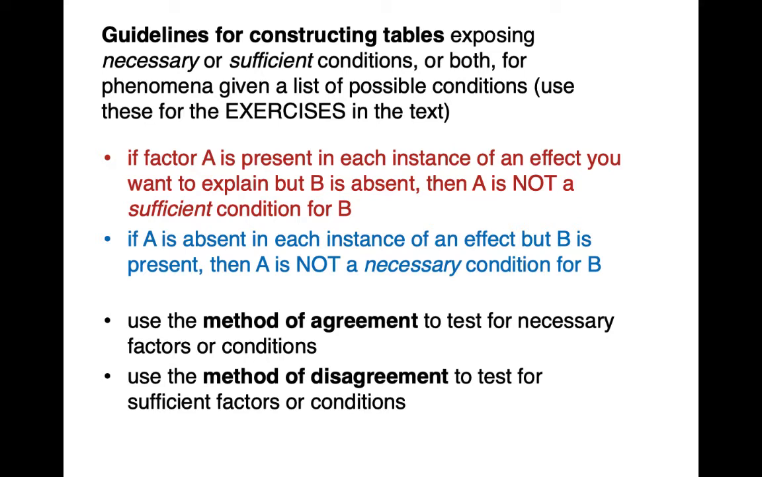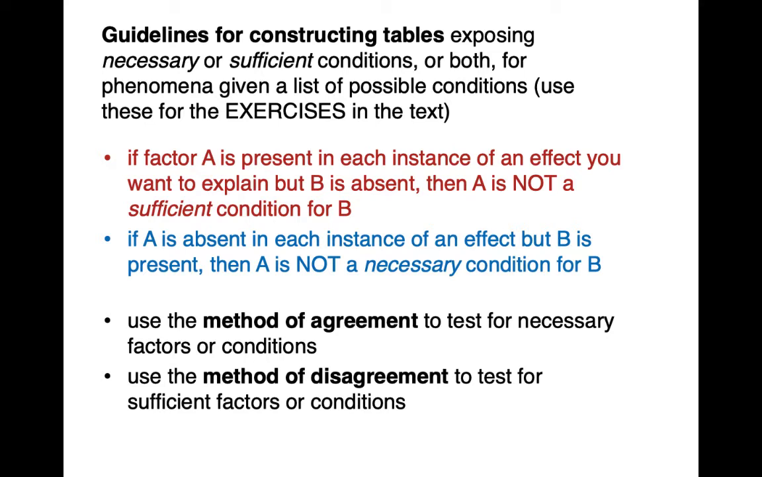So these tables expose necessary or sufficient conditions, or both, for phenomena. Again, phenomena are the things we observe, we want to explain. And we do this given a list of possible conditions. And again, use these guidelines when constructing those charts and answering the exercises in the text. You should go through each of the exercises in the chapter the author details.